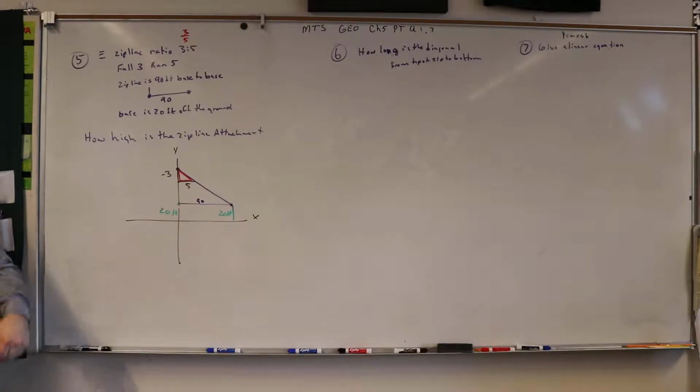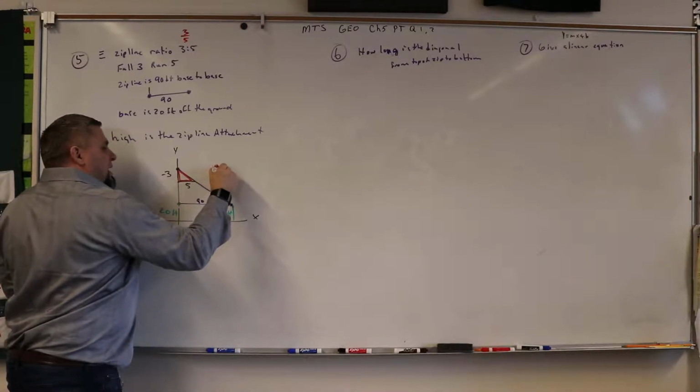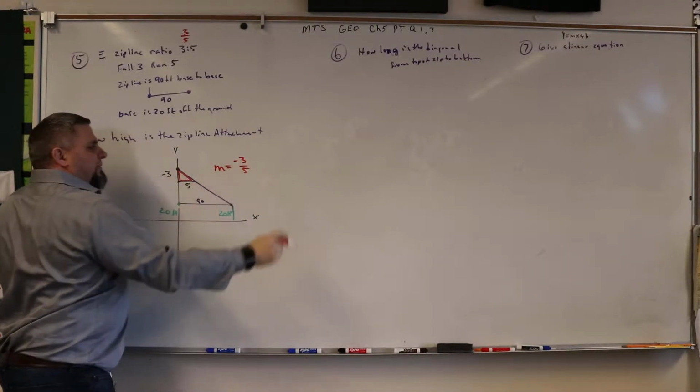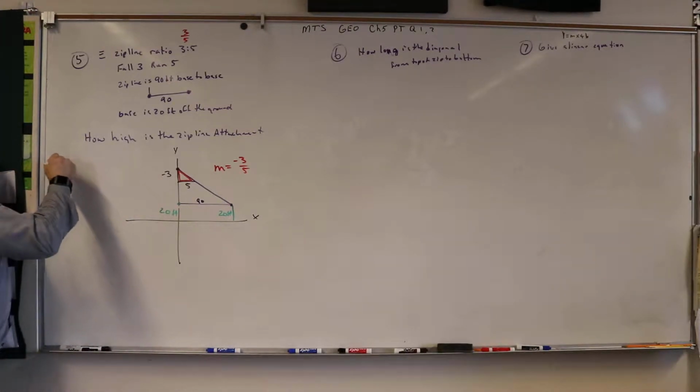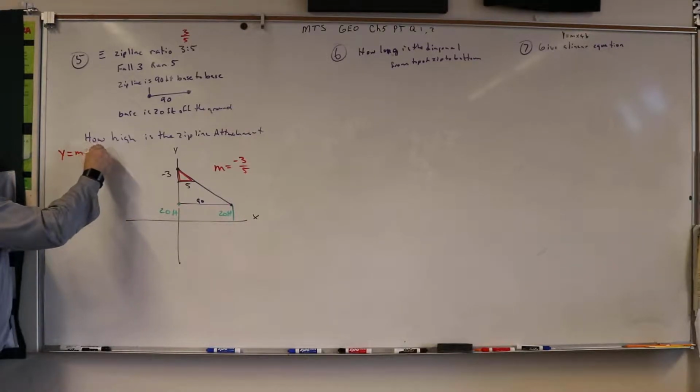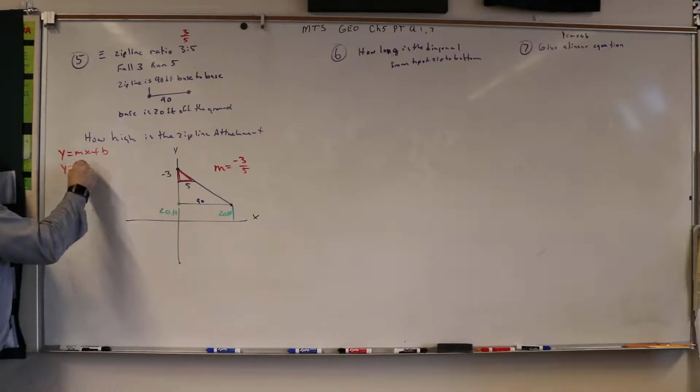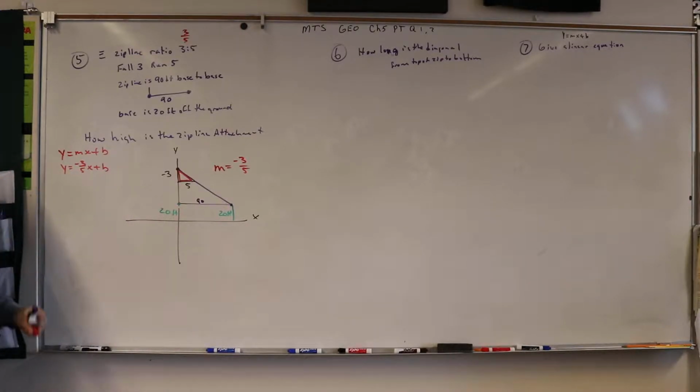And when you see a fraction and you think of a line, what do you think of? The rate of change. Good. Slope. So we should know that m is equal to negative 3 over 5. Now with that said, we should also know if y equals mx plus b, then y is equal to negative 3/5 x plus b. So we almost have the equation. We just need to know how high this is. Right? Alright. So here's the fun part.